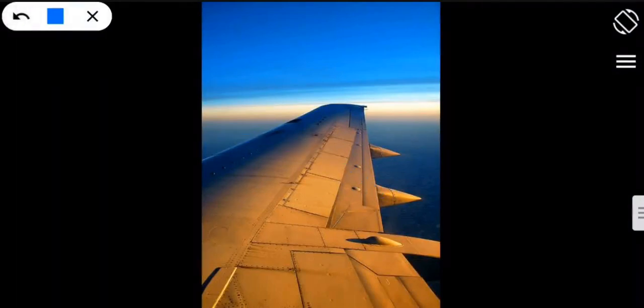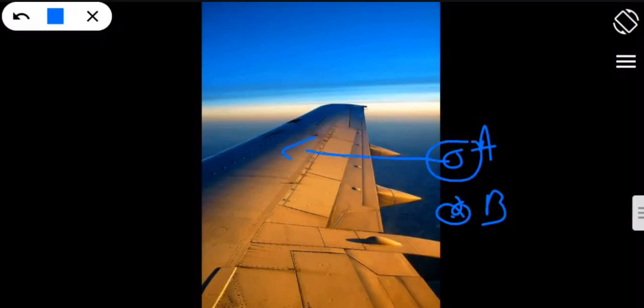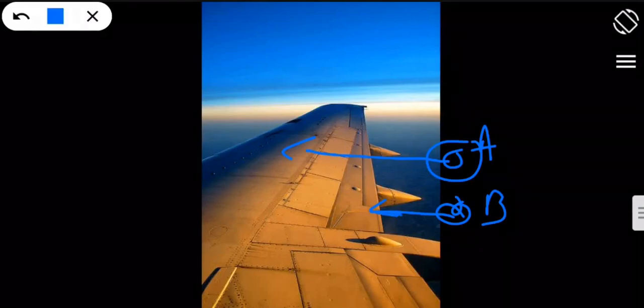Suppose I take the particle A, an air particle, and B. This A particle is flowing in the upward direction, and B is flowing in the downward direction, moving through the downside of the aeroplane wing. A is flowing in the upper terminal of the wing and B is flowing on the lower terminal of the wing.